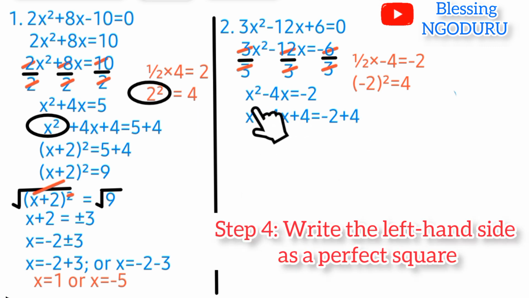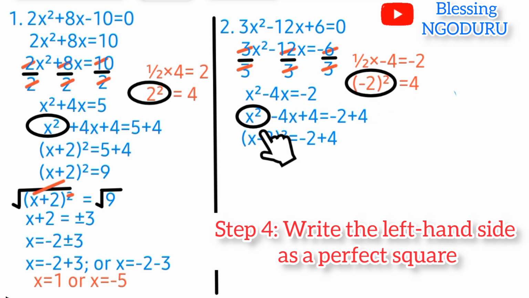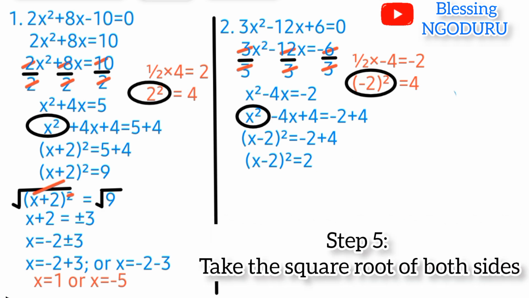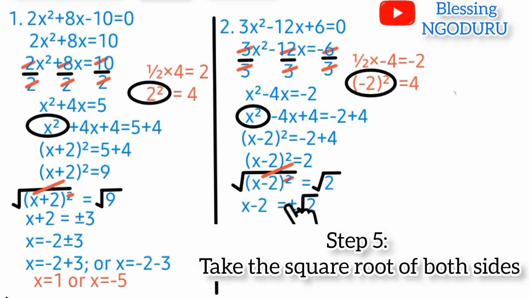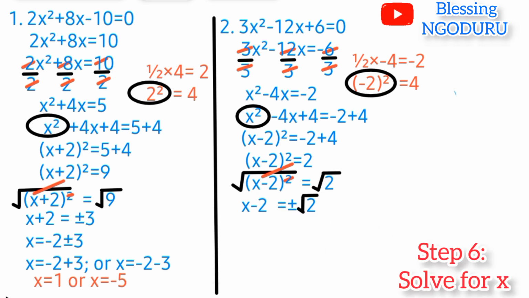Now let's write the left hand side of the equation as a perfect square trinomial. Our focus will be only on x squared and the square of half of the coefficient of x. We have (x minus 2) all squared equal to minus 2 plus 4. (x minus 2) squared equals minus 2 plus 4, which gives 2. Now let's take the square root of both sides. When you take the square root of both sides, the power of 2 here will eliminate the square root. So on the left hand side, we'll be left with x minus 2 equal to plus or minus the square root of 2. Now let's solve for x.